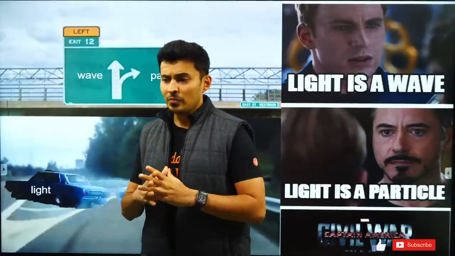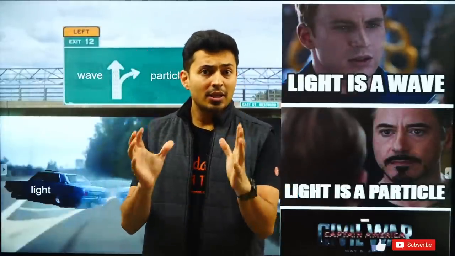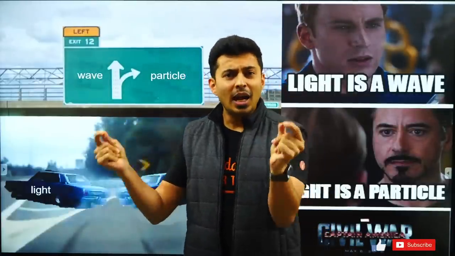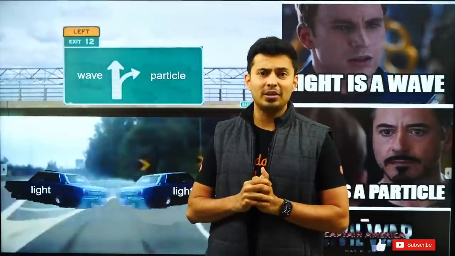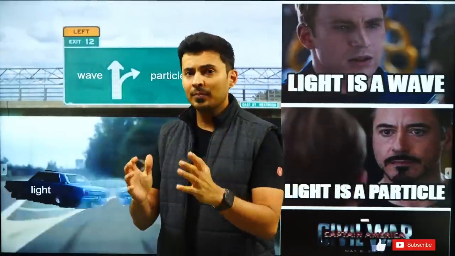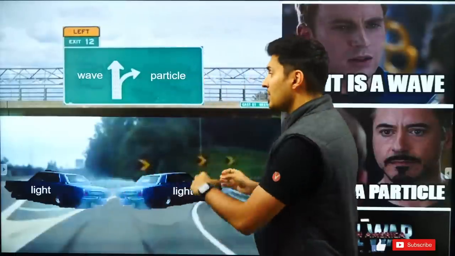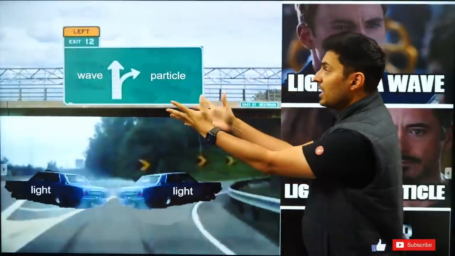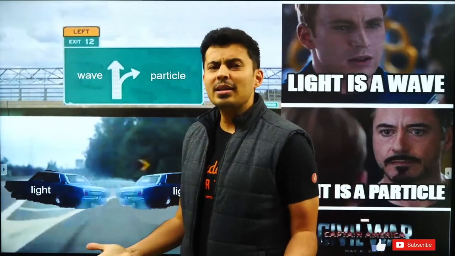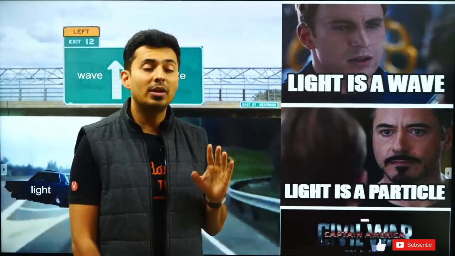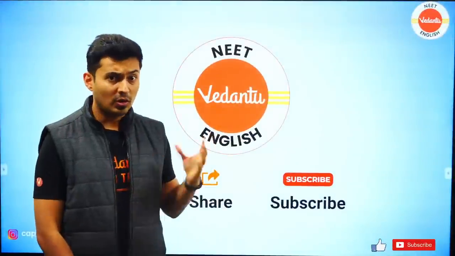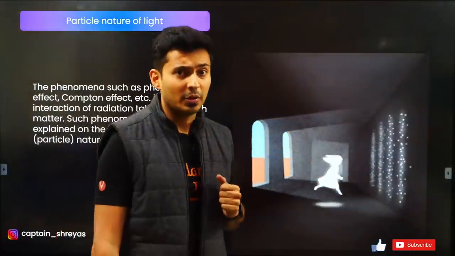Now, the thing is, just like people have multiple personality disorders, even atomic particles have multiple personality disorders, even light has multiple personality disorder. Everybody might have heard that light has dual nature. Sometimes it behaves like a wave, sometimes it behaves like a particle. Now, what do I really mean by that? Only then will you be able to understand the concept. So let's understand what this dual personality disorder is.